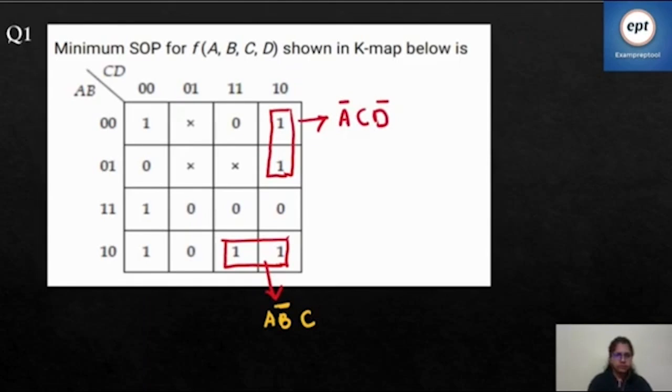Now let's look for the third min term. The third min term we can get from here. So here 2 elements are forming one group. Why? Because 4 elements are not there to form a group, and 8 elements we cannot form a group. So that's why we are moving to the smallest one. Here the group is formed of 2 elements, so the min term according to this is A C bar D bar.